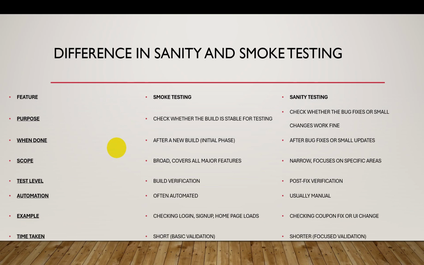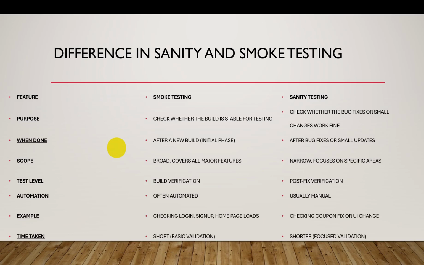In smoke testing we can use automation, often automated, like we can just validate the major functionality. And in sanity testing we go for manual testing only, because we have to send the reports immediately, right? So in smoke testing we can somewhere use automation, but in sanity testing we cannot, because we have to send immediately, so we don't have that much time to do the scripting.